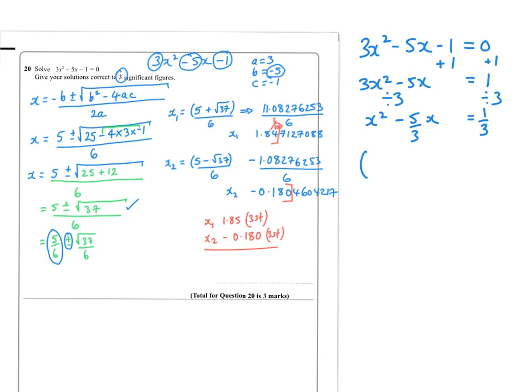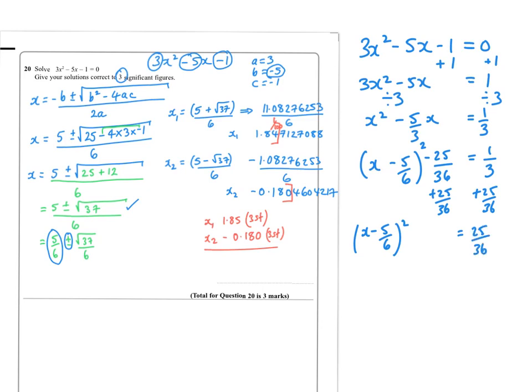Then you can complete the square. So you'd have x minus 5/6. And I've got plenty of videos on that as well if you want to have a look through the playlist. x minus 5/6 squared minus 25/36 equals 1/3, and then add the 25/36 to both sides, and you'd have x minus 5/6 all squared equals 25/36 plus, well, 1/3, you can change that into 36 by timesing top and bottom by 12.